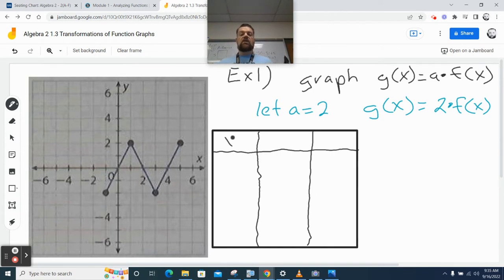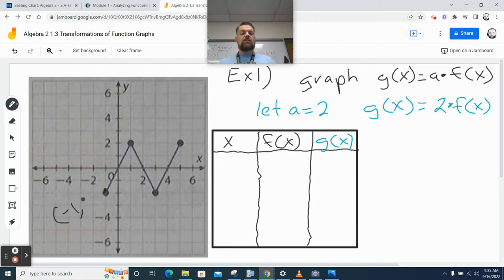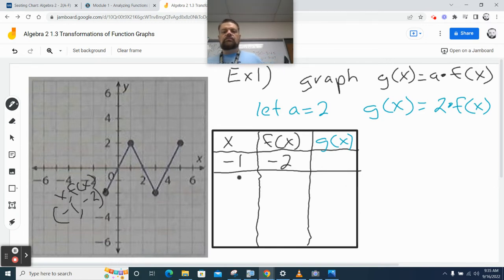So what we're going to do is we're going to write down the x values, then we're going to write down the f of x values, and then we're going to calculate the g of x values. Okay. So I'm just going to go through the points here. This first point here is -1, -2. So in that particular case, when x equals -1, f of x equals -2. So think of this as x, comma, f of x, right? You're used to seeing x, comma, y. But now we're going to start saying f of x.